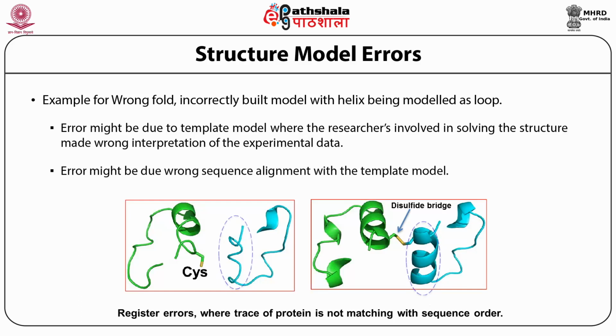When you do a sequence alignment between your template and the protein of interest, if you do a wrong protein sequence alignment, then a shifting of the disulfide or the cysteine might have happened, which leads to a different secondary structure prediction, which leads to this sort of difference in the fold. So this register error, where the trace of the protein is not matching the sequence order, may be due to the following 4 or 3 reasons.